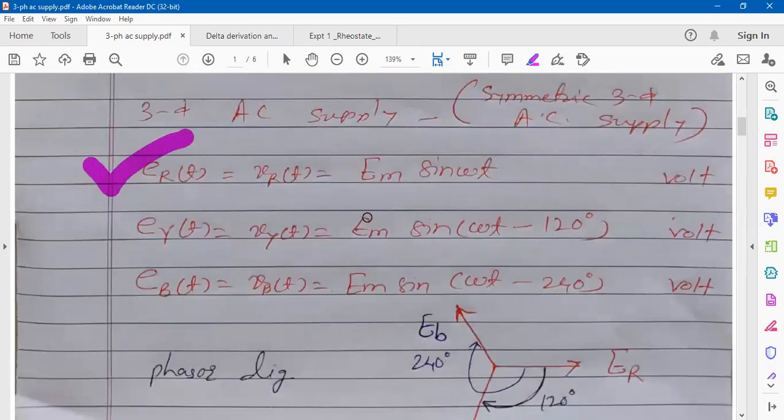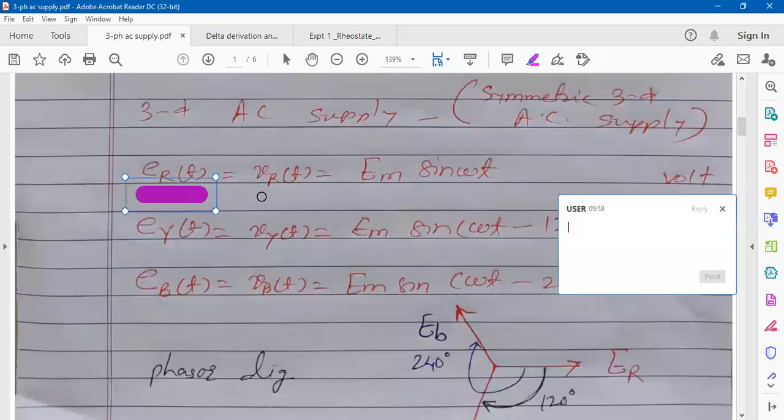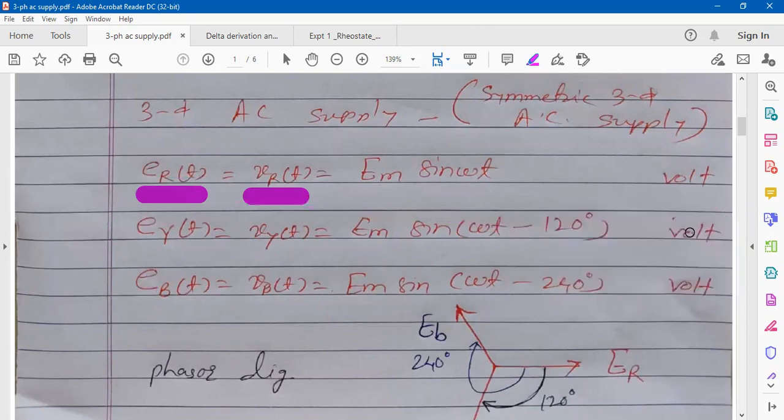R phase induced voltage, EM sin of omega t. Y phase induced voltage, EM sin of omega t minus 120 degree, and the B phase induced voltage is EM sin of omega t minus 240 degree. This one you can say is the instantaneous voltage equation. These are denoted by small letters. All of you can see here, small letters are there, and these are functions of time, instantaneous equations. So this is the mathematical representation.